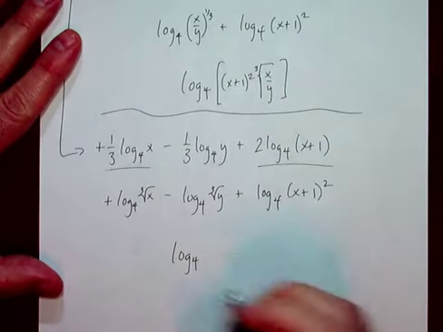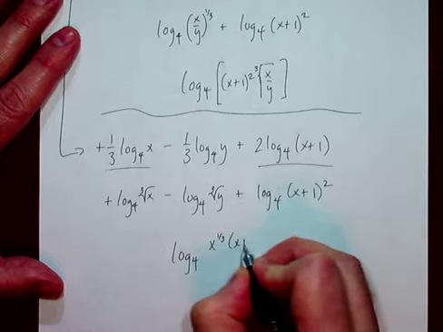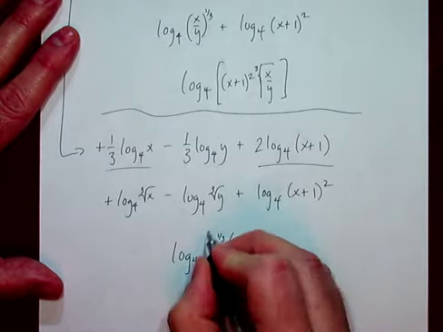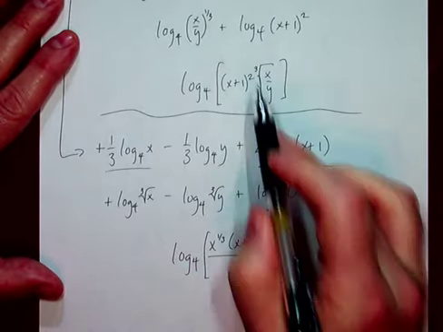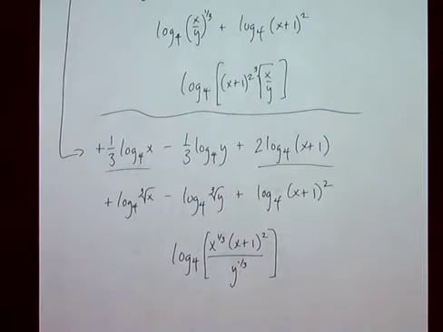just because I probably should have done that in the first place. And so you get x to the 1/3, x plus 1 squared over y to the 1/3, and you can put parentheses or brackets around it or something like that. Now this is equivalent to that. They are the same thing, okay?